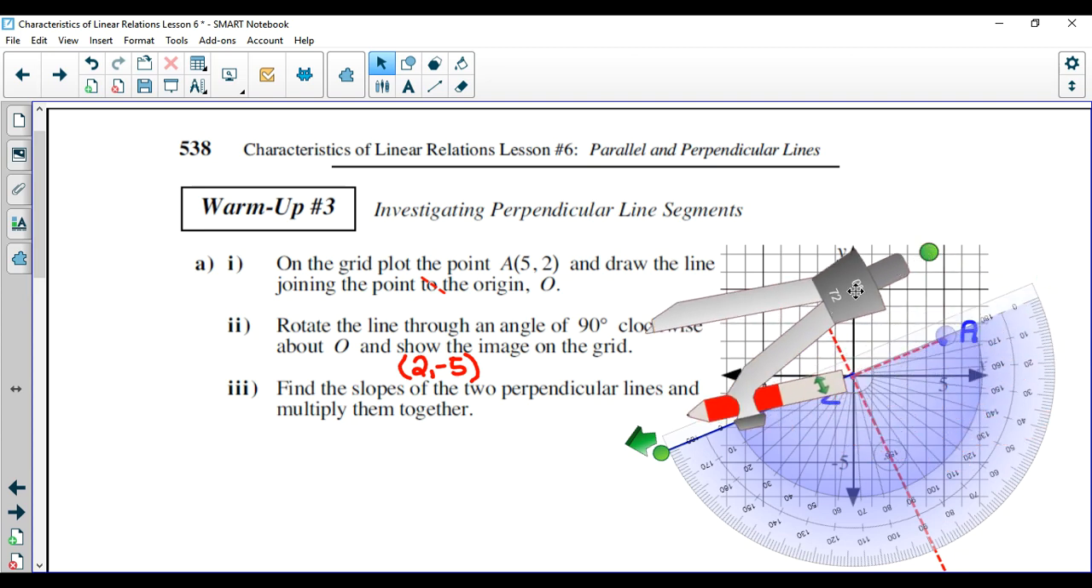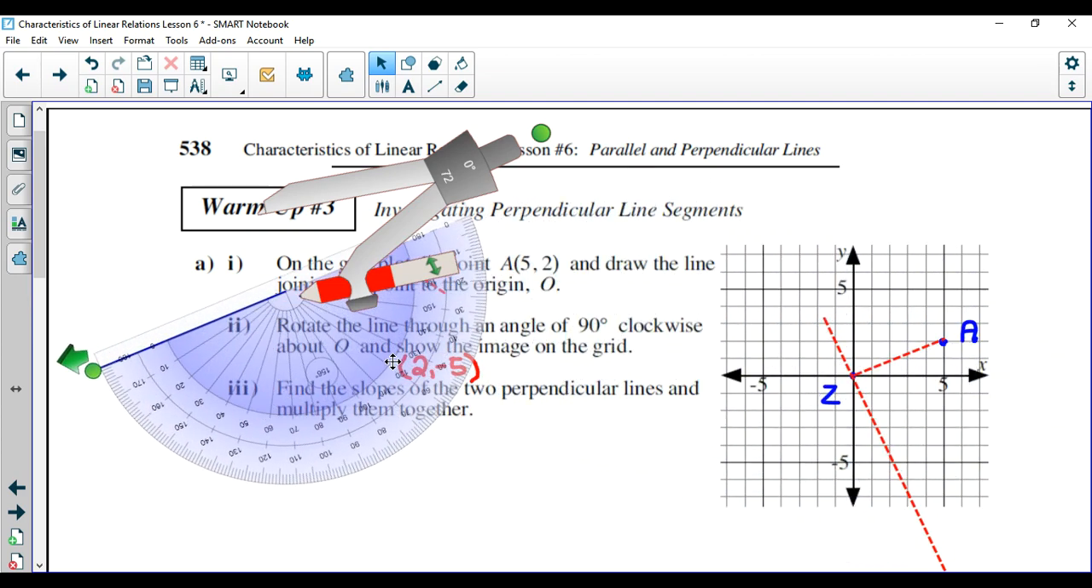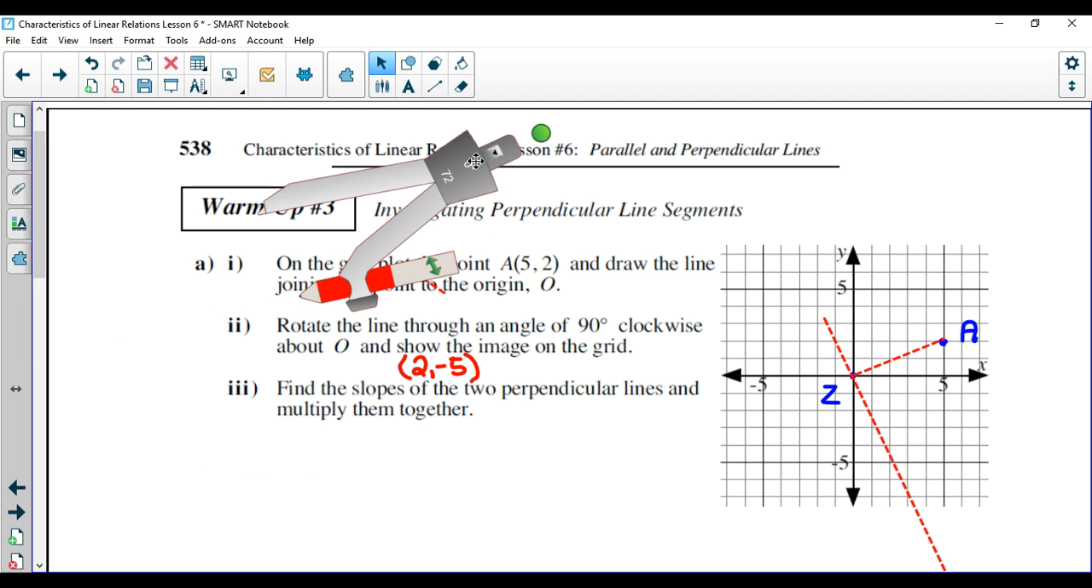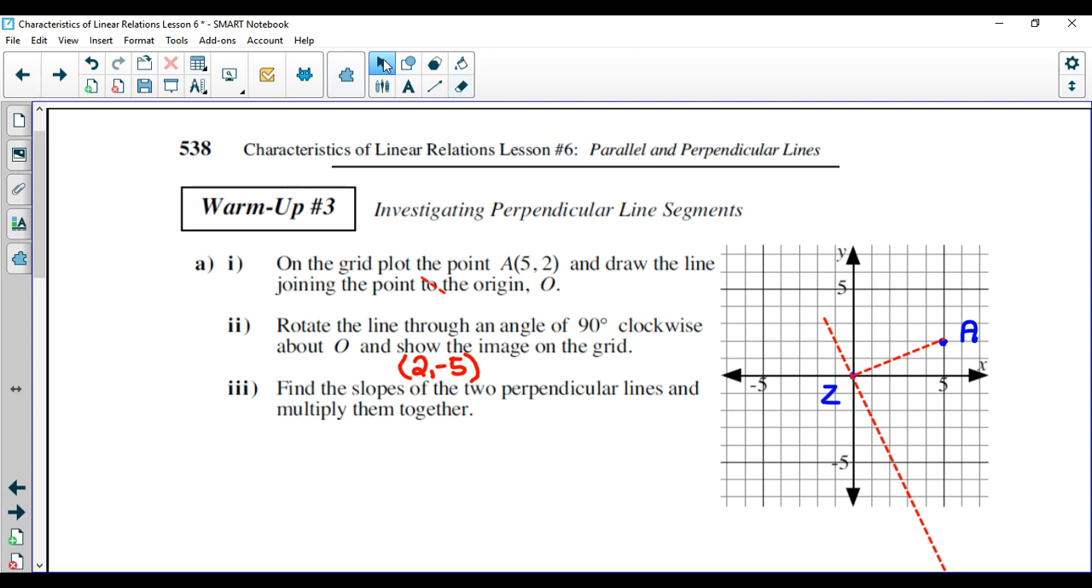We don't need them anymore. Okay, get rid of these. Delete. Okay, and let's relabel this point now. So let's make it in blue. So you've got 2, -5. So that's going to be at about this location. Okay. So that's going to be my rotated point. Let's call that point B. Okay, so if you take point A and rotate it 90 degrees clockwise in the grid, that's where that point would be.